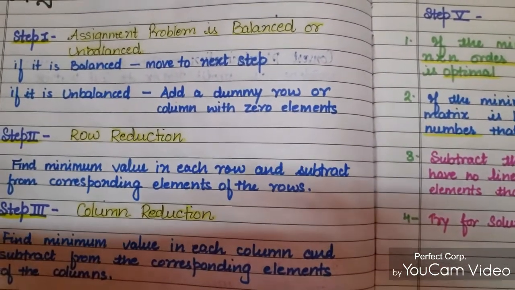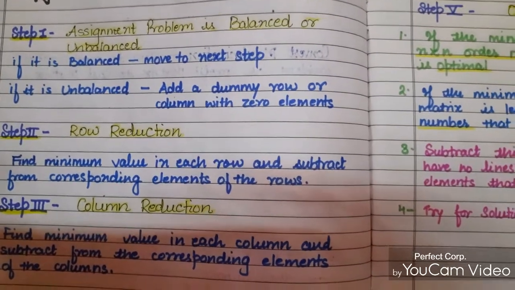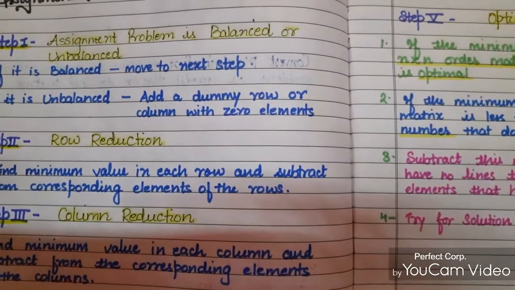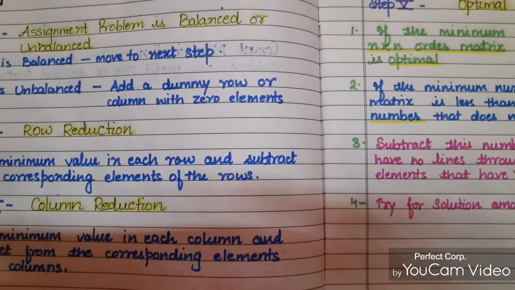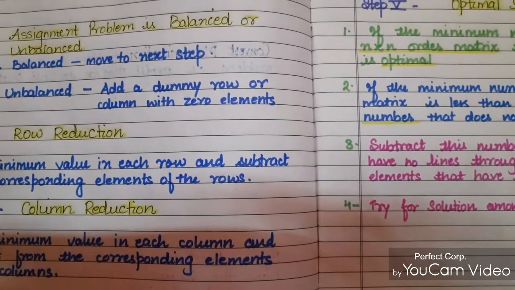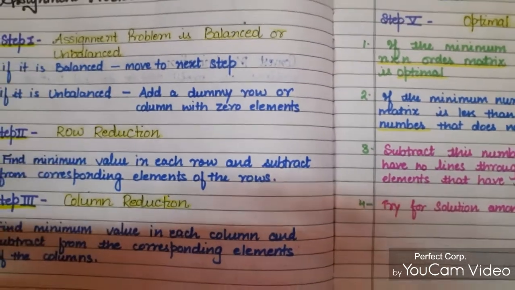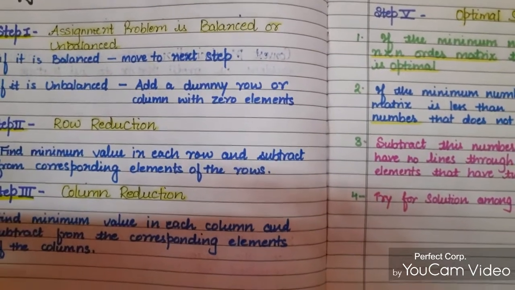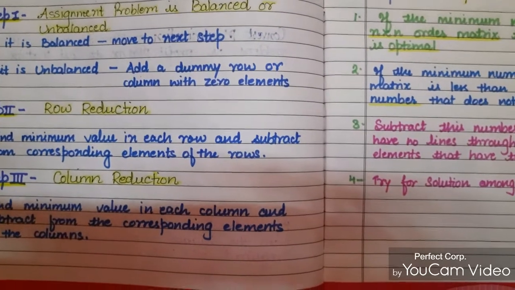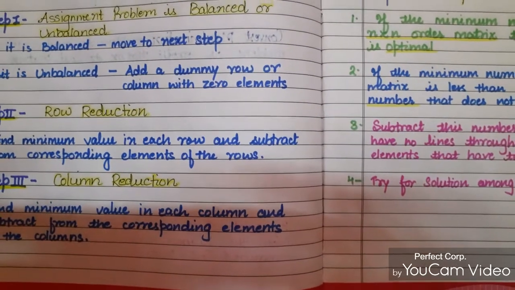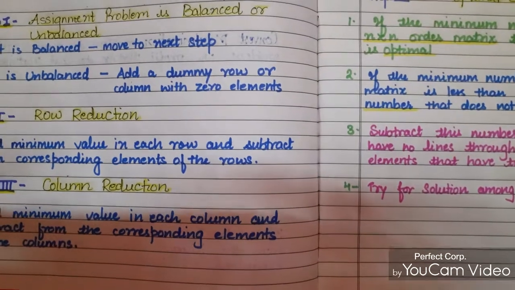In the second step, we go through row reduction. Row reduction means if the problem has 4 rows, then we start from the first row and move on to the fourth row. From the first row to the fourth row, we just find the minimum value in each row. For example, in the assignment problem, find the first row.